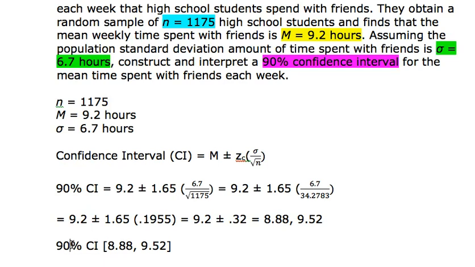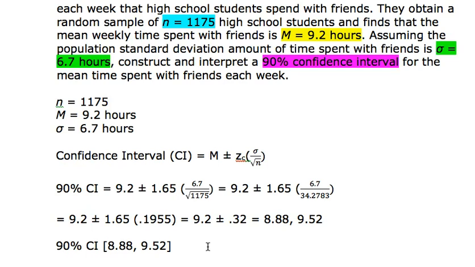0.32, which gives us, if we subtract 0.32 from 9.2, we get 8.88, and if we add the two together, we get 9.52. So our 90% confidence interval is, open bracket, 8.88, comma, 9.52, close bracket.